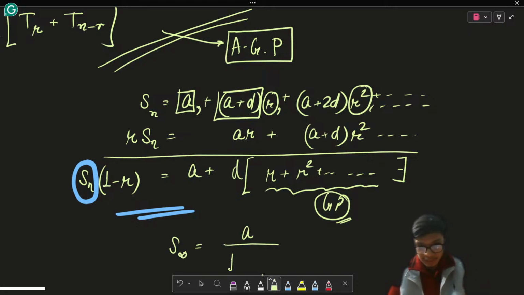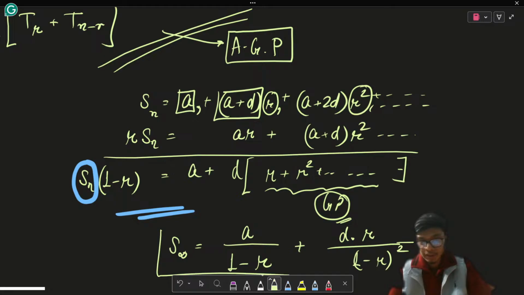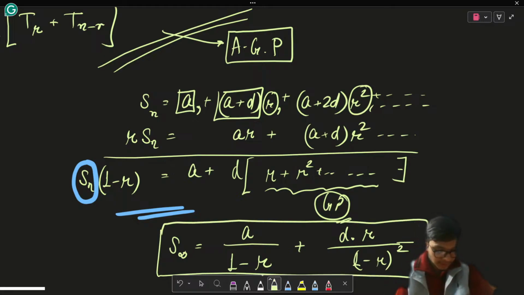very simple. It is given as a by (1 minus r) plus the common difference multiplied with the common ratio, divided by (1 minus r) whole square of it. Okay, so this is the result for infinite terms of an arithmetic geometric progression. Okay, so these are the important results that we need to keep in mind, right?